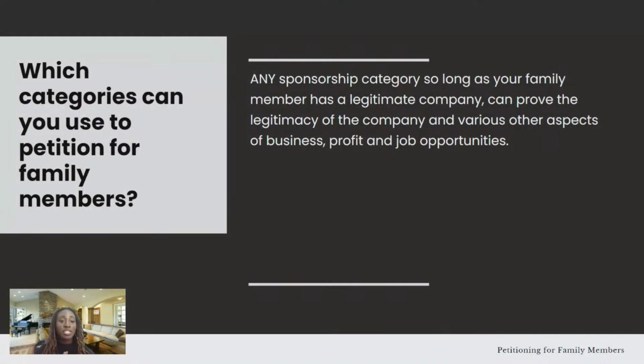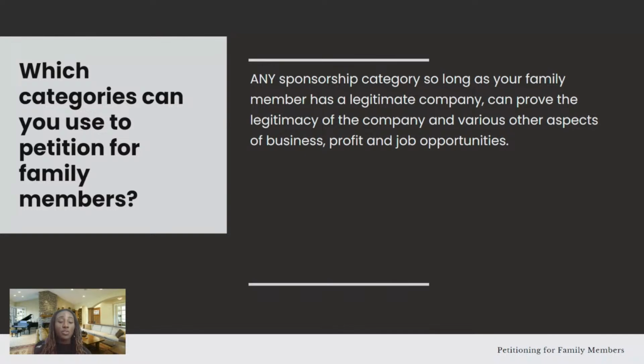So which categories can you use? As previously stated, any sponsorship category works so long as your family member has a legitimate company and can prove the legitimacy of that company in various aspects of the business, profit, and job opportunities.